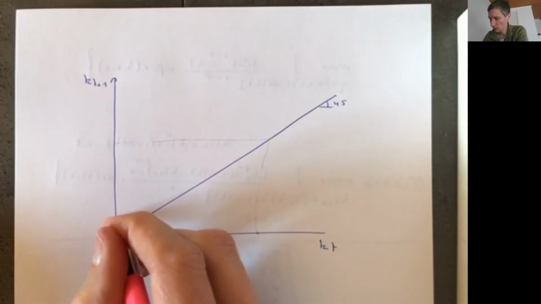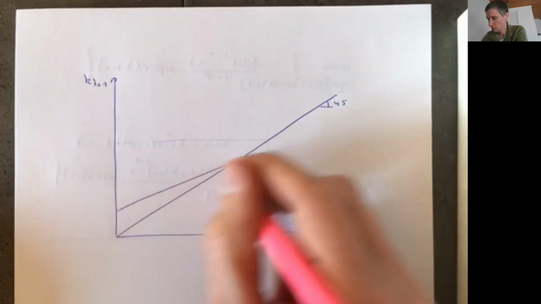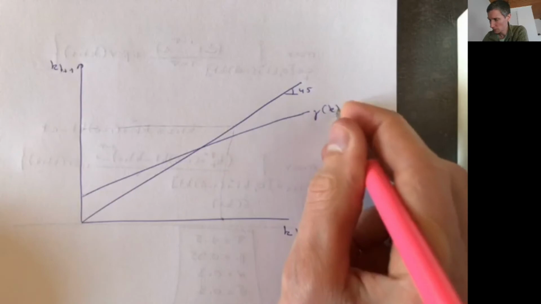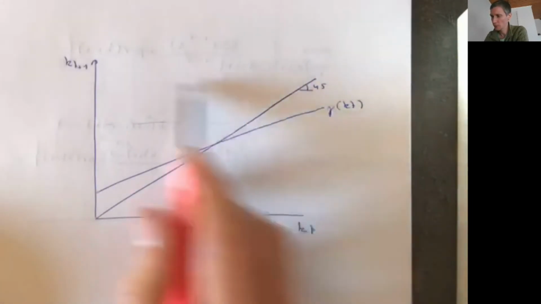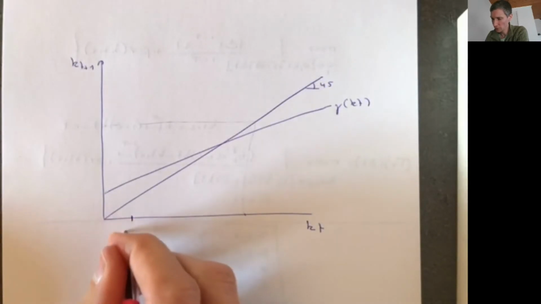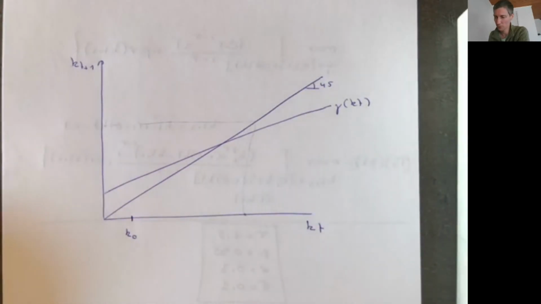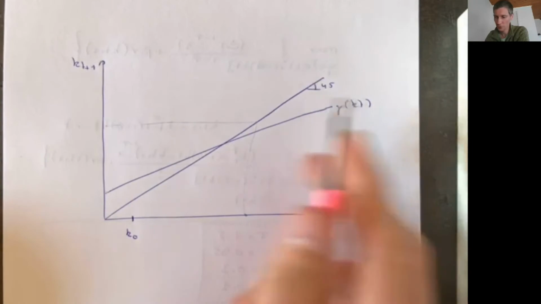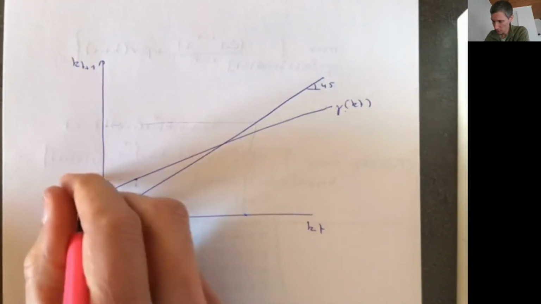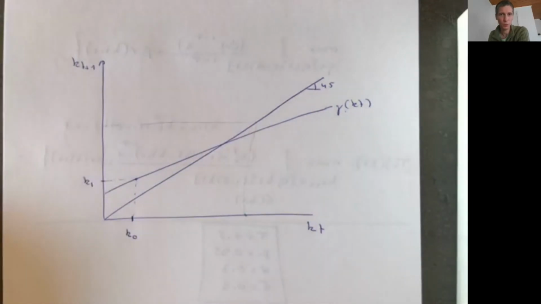Okay, and then I had another graph which basically gave me gamma of k_t, which gives you the optimal capital stock tomorrow in terms of the capital stock today. So let's assume that here I start with the capital stock of 0, then I have to look at this function in order to obtain the capital stock tomorrow, which is my k1.